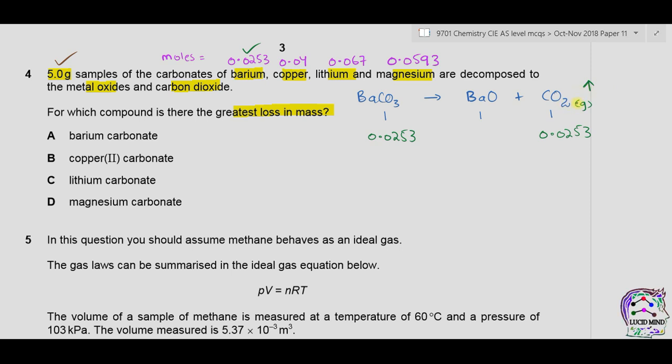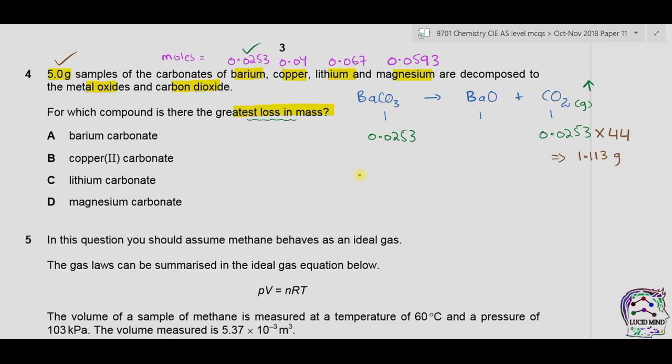As carbon dioxide is gas, it will escape. So the mass of carbon dioxide is actually the mass that is lost. As we have to find out the greatest loss in mass, it means that the carbonate that produces most mass of carbon dioxide will be the answer. Now we can convert these moles of carbon dioxide into mass by multiplying with molecular mass of carbon dioxide, which is 44. So the mass of carbon dioxide comes equal to 1.113 grams.